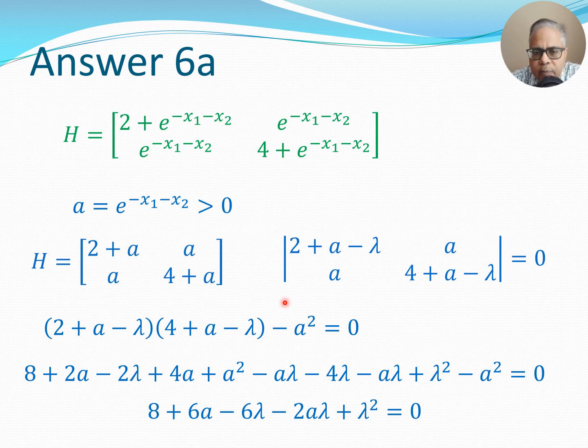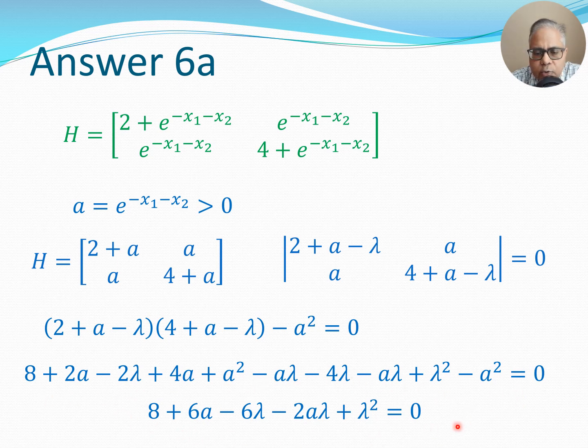So again, I have to find the determinant of this matrix here, and the eigenvalues are going to be lambda. So I expand this out. I multiply these two terms here and subtract from it a square, and then it becomes essentially a problem of simplification of these expressions. So here I have multiplied it out and simplified it.